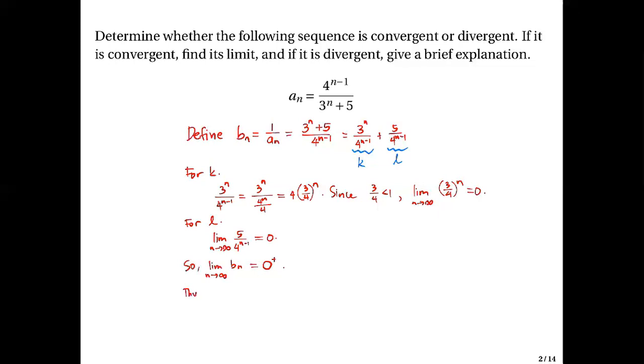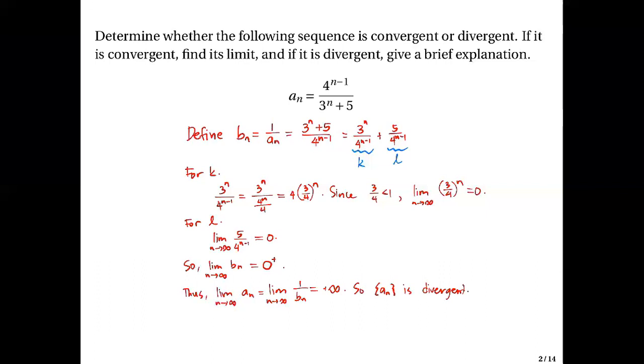Thus, we now have the limit as n approaches plus infinity of a sub n, which is equal to the limit as n approaches plus infinity of 1 over b sub n. This is equal to plus infinity. Therefore, this sequence here is divergent. So a sub n is divergent.